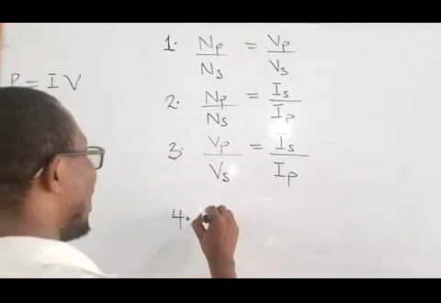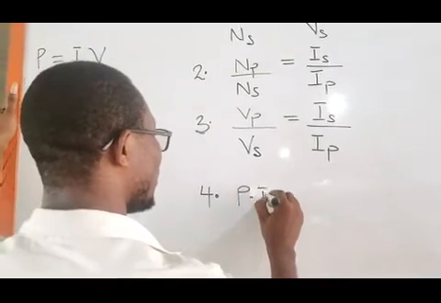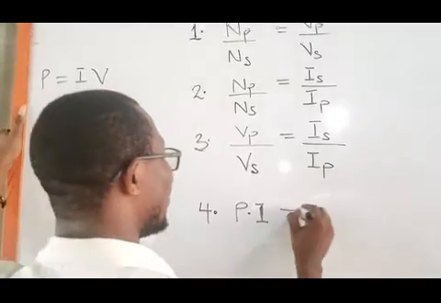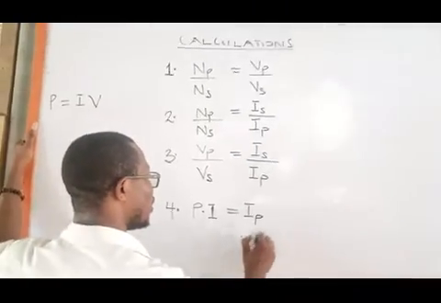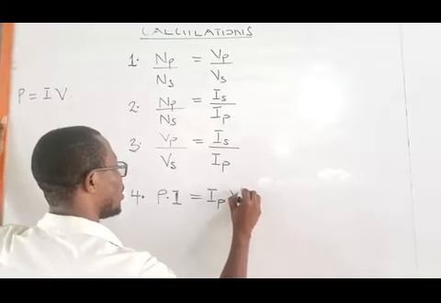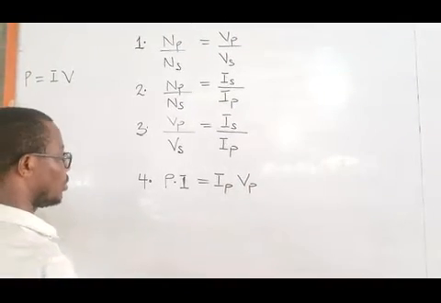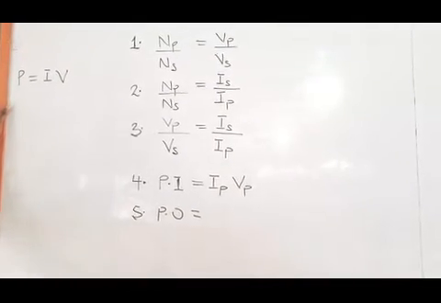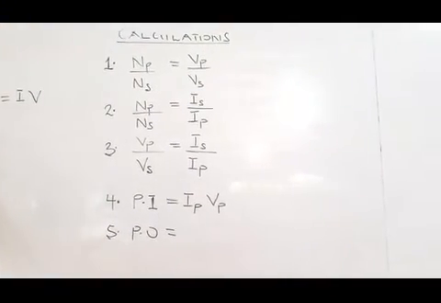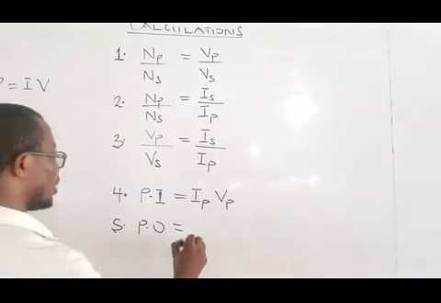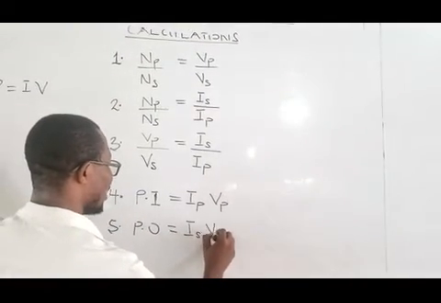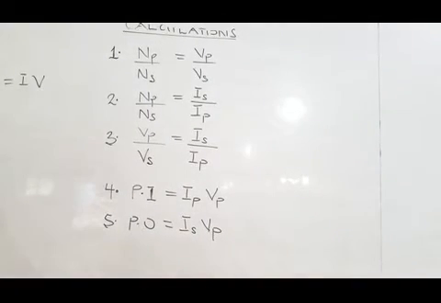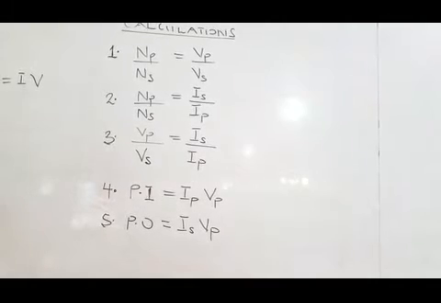So the power input will be equal to the primary current times the primary voltage. And then the power output is the power generated in the secondary core. So that one involves the secondary current times the secondary voltage, IS times VS. So your power input is the same as the primary power. The power output is the same as the secondary power.